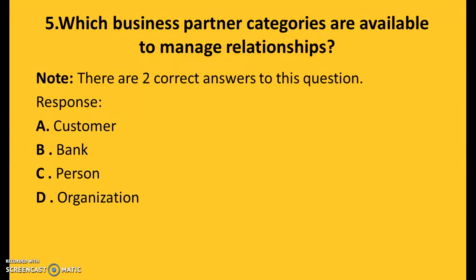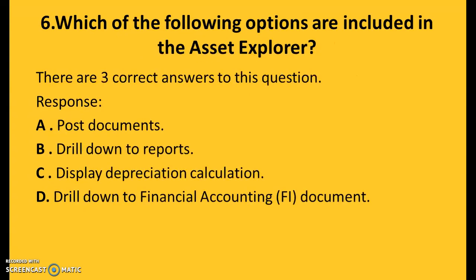Which business partner categories are available to manage relationships? There are two correct answers for this. The business partner categories are customer, bank, person, and organization. Put down your answer. The answers are A and D, customer and organization. So business partner categories are available to manage relationships with customers as well as organizations.